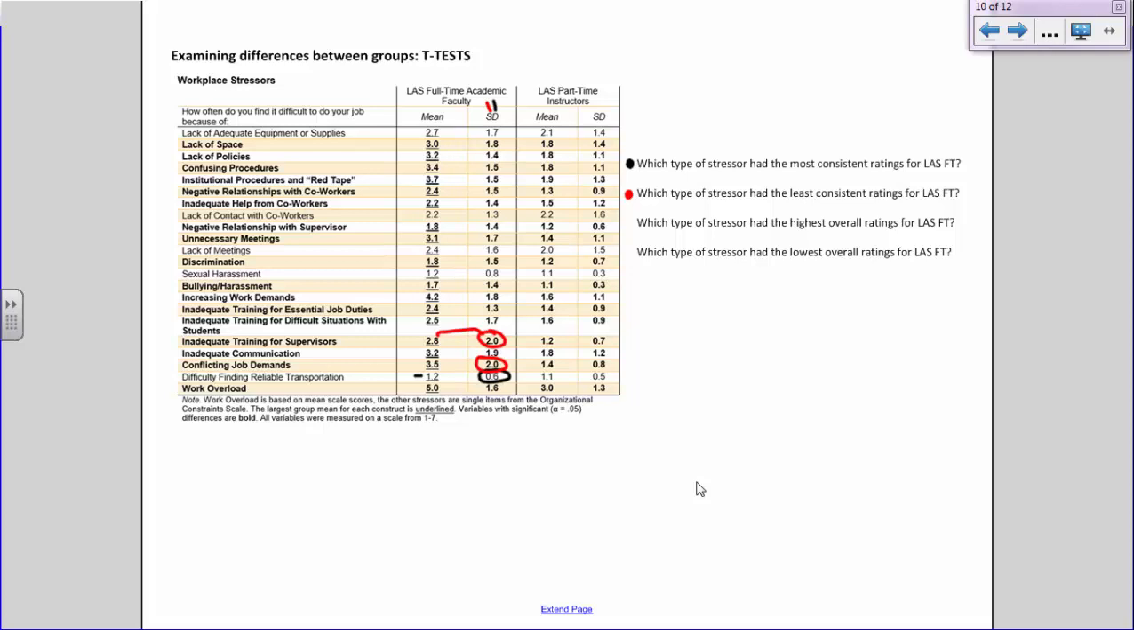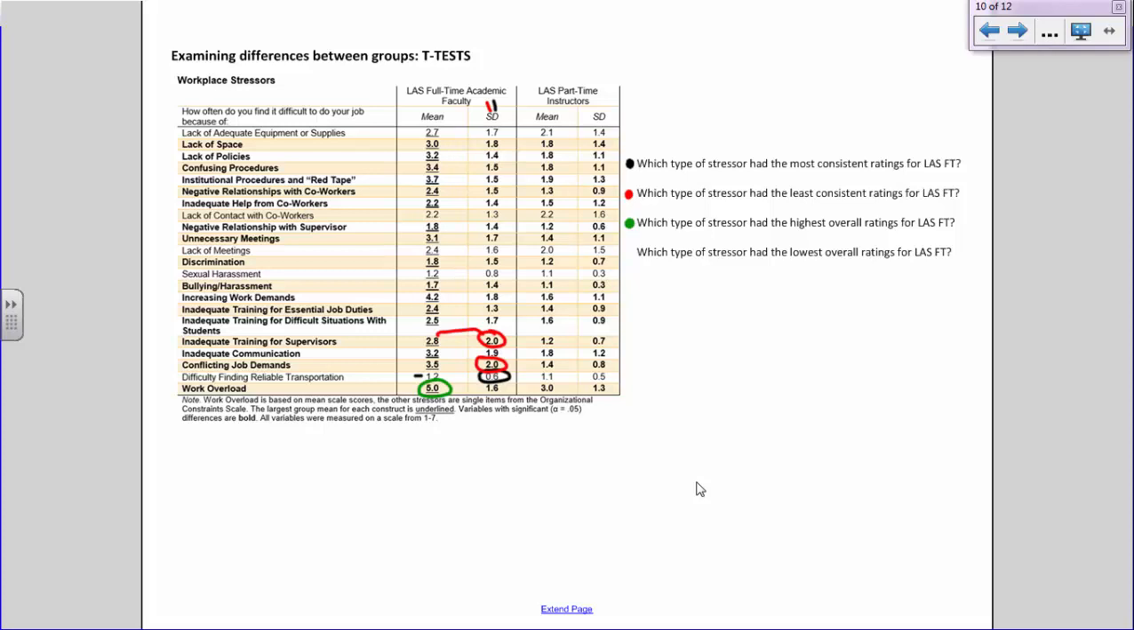Now let's think about which type of stressor had the highest overall ratings for LAS full-time faculty. When we talk about overall, we're talking about the mean. So we would need to figure out which one has the highest mean. And I can attest to this, work overload. So work overload is by far the most felt stressor among full-time faculty in liberal arts and sciences.